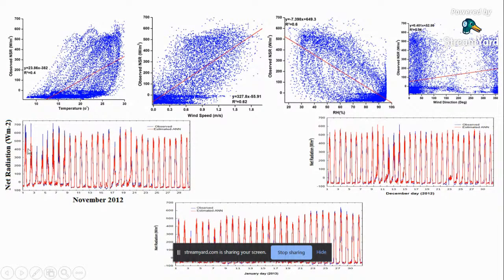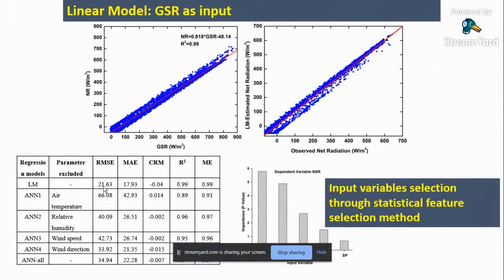Each peak corresponds to one day, since radiation varies in a sinusoidal model, so each sine curve belongs to each day. As we know, incoming radiation is somewhat related to net radiation. So we have used one linear model by empirical relation between estimated incoming shortwave radiation versus net radiation.